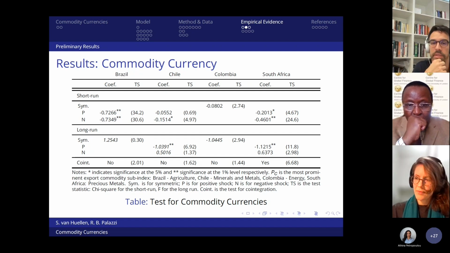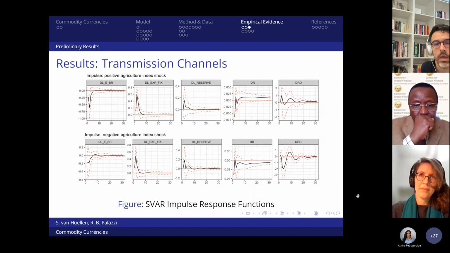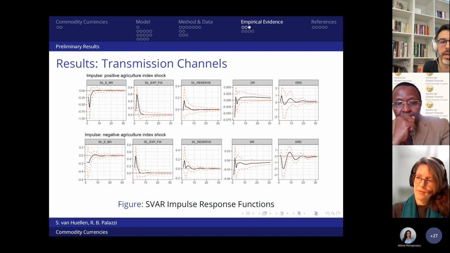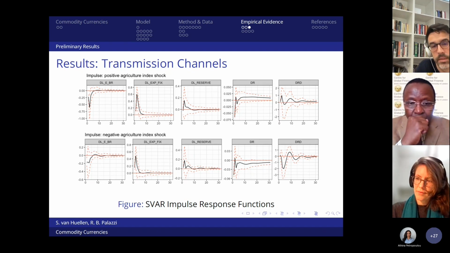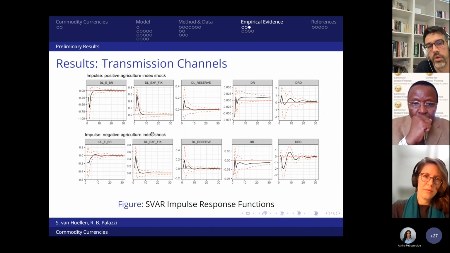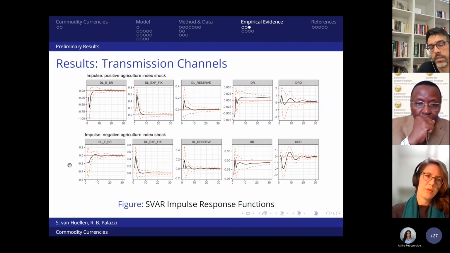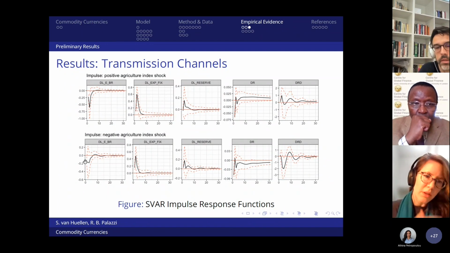It's also interesting when you compare these results with the structural VAR. Here we see that in the short run from the structural VAR we have a significant positive effect of the positive agricultural index shock on the exchange rate. So the response of the exchange rate is significant for the positive shock, but not for the negative, which is smaller.